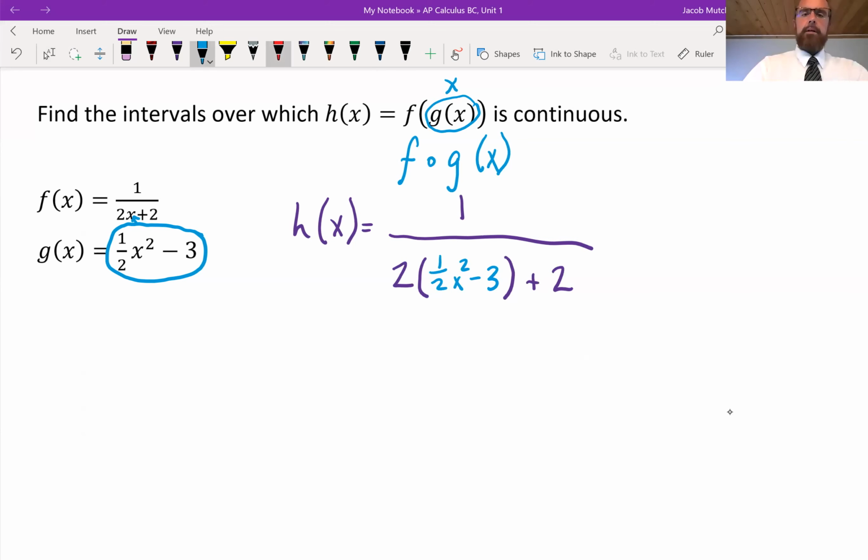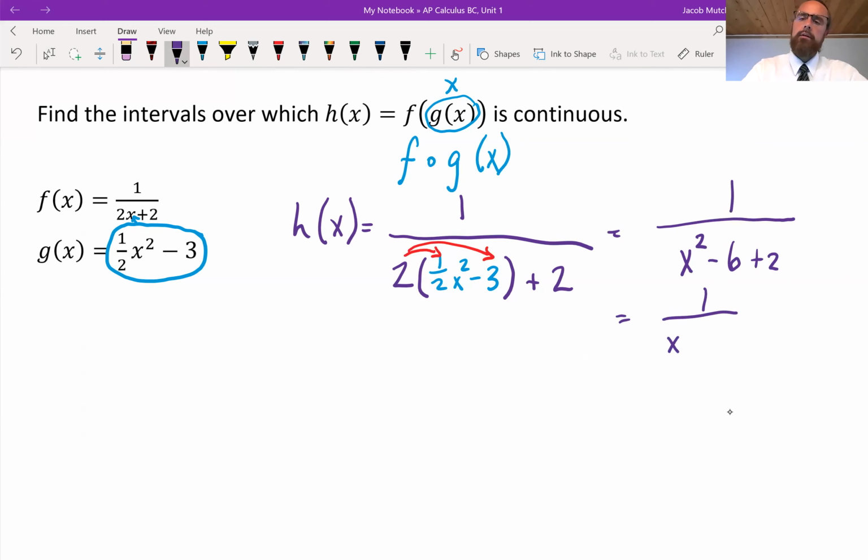Let's clean that up. I'm going to distribute the 2 through the half x squared and through the negative 3. And that's going to give me 1 over, 2 times half x squared is 1x squared, or x squared. 2 times negative 3 is negative 6, plus 2. And that's going to reduce down to 1 over x squared minus 4.